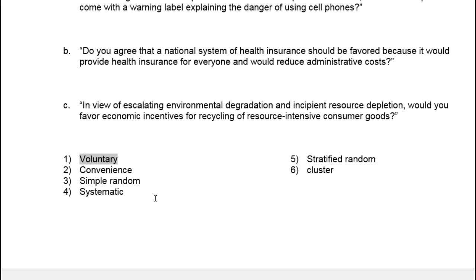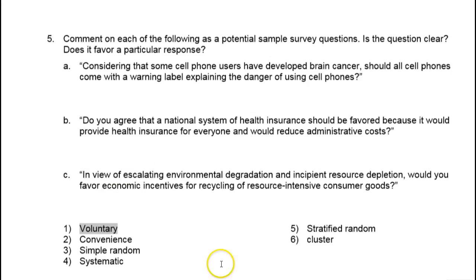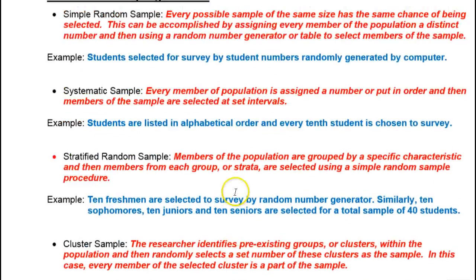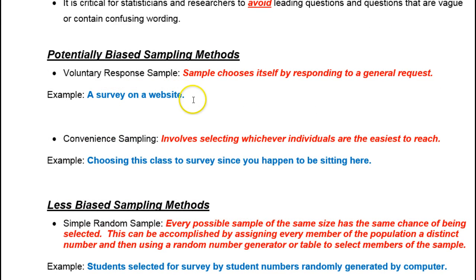Now let me say this about convenience. I know that you know what the word convenience means, anything that seems easy. For example, one of the main examples for voluntary response I gave you in the notes was a survey on a website. Now, what could be more convenient? What could be easier than that? So as students, you tend to want to say convenience often because if it sounds easy, you think, oh, that's convenient, so boom, it must be convenience.